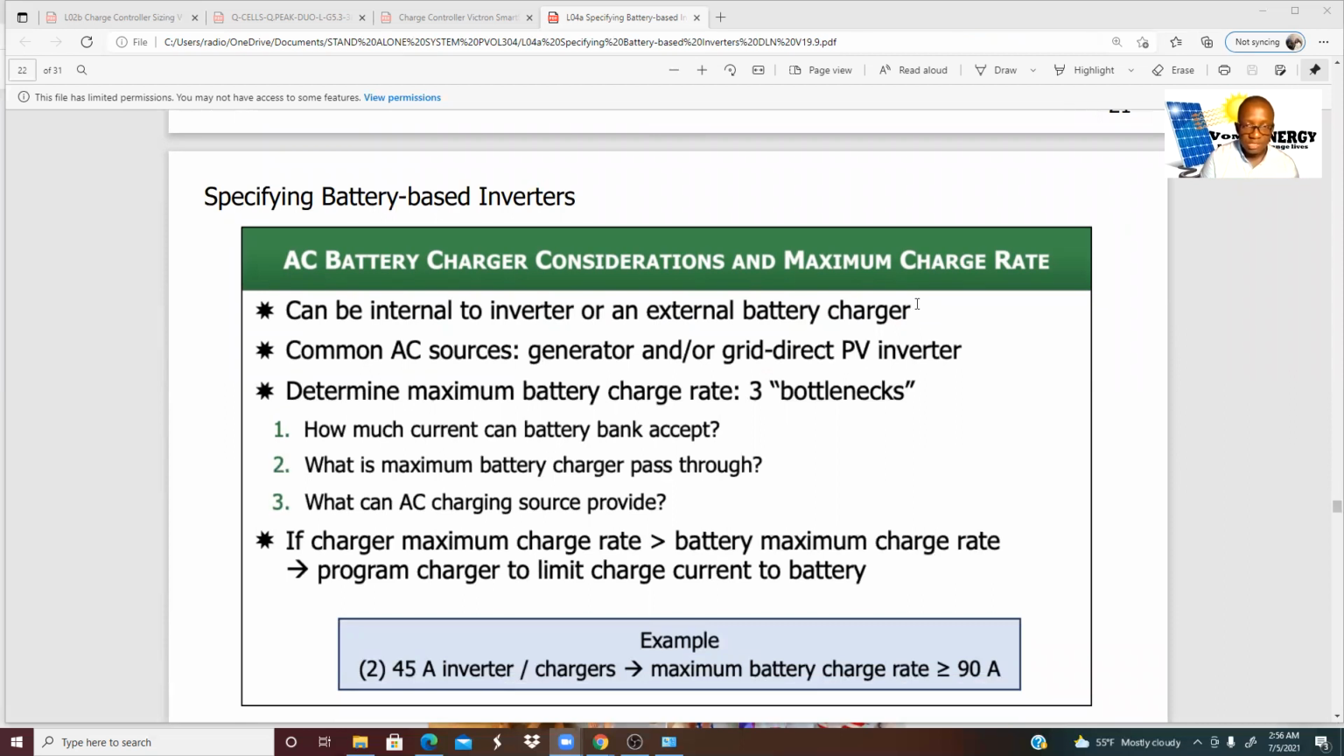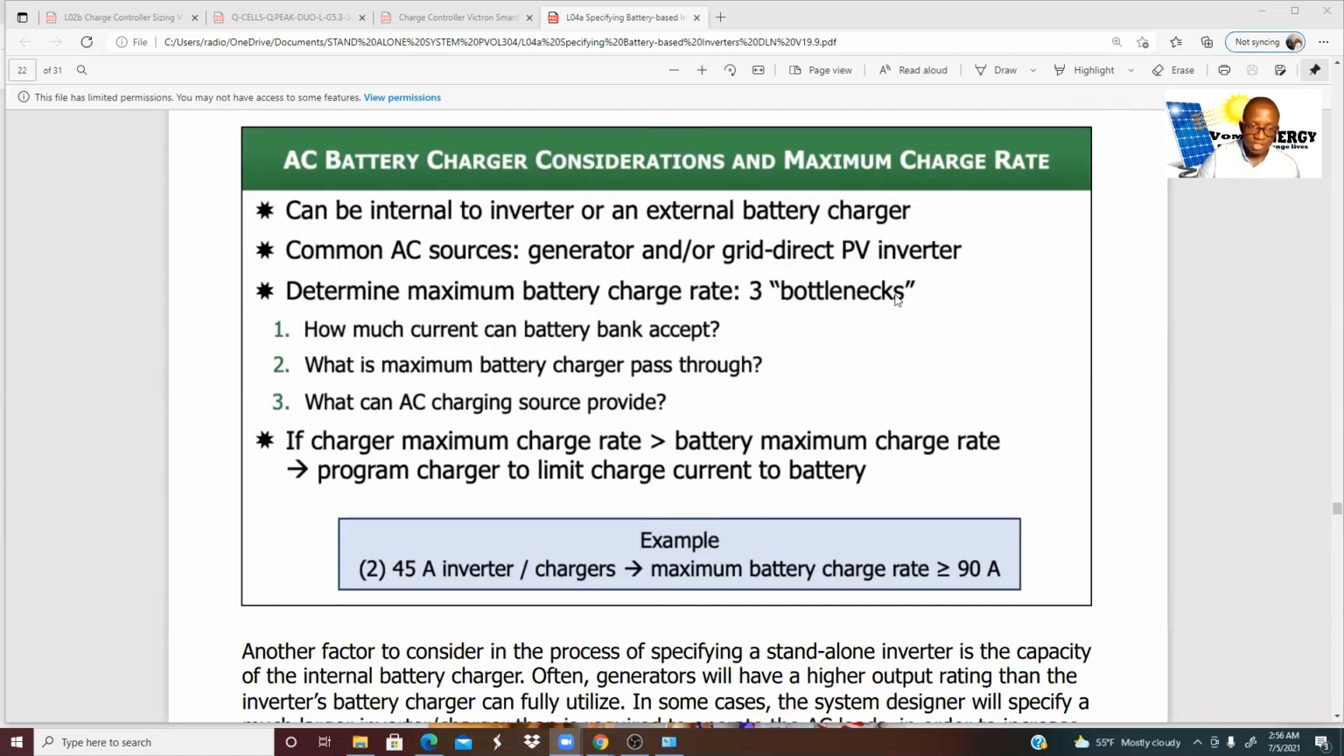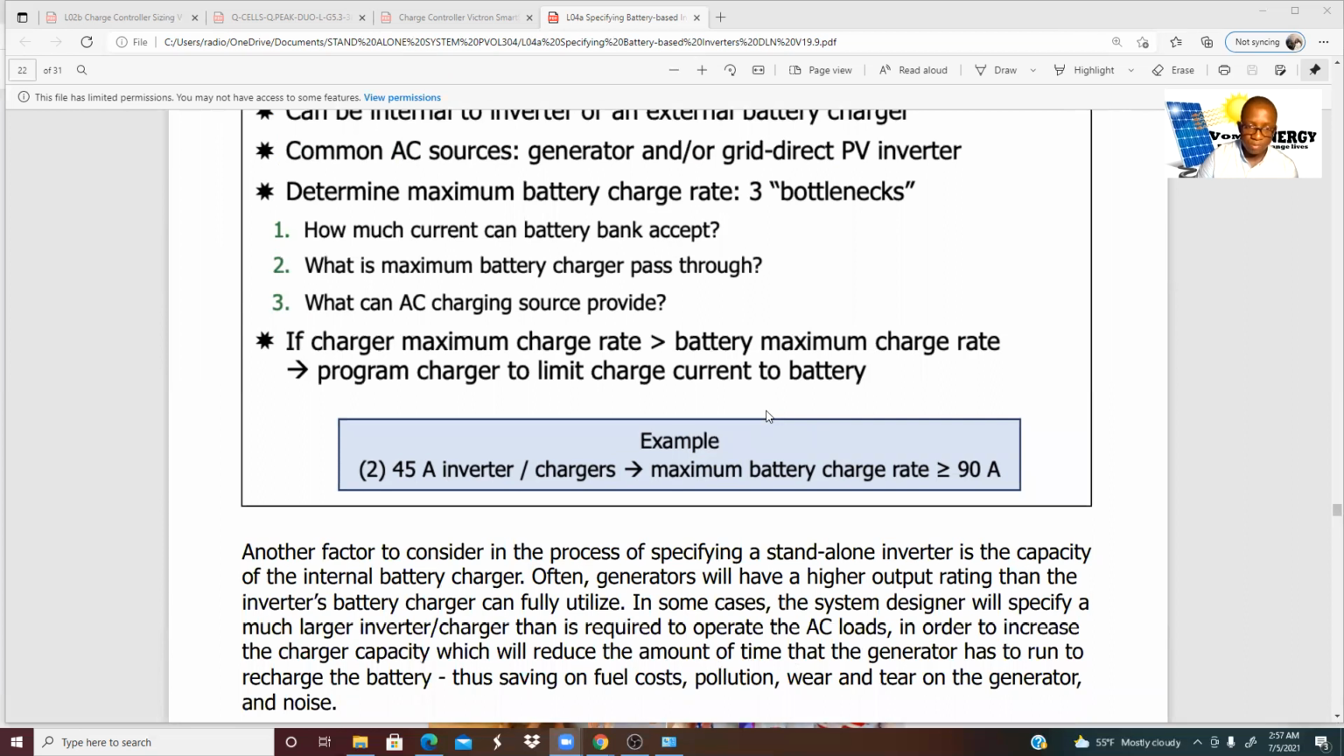AC battery charging considerations and maximum charging rate. Charging can be internal to the inverter or an external battery charger. Common AC source: generator or grid, direct PV inverter. Determine the maximum battery charging rate. Three bottlenecks. How much current can the battery bank accept? What is the maximum battery charging pass through? What can the AC charging source provide? If the charger maximum charge rate exceeds the battery maximum charge rate, program the charger to limit charge current to the battery.